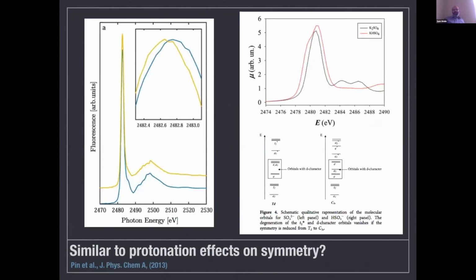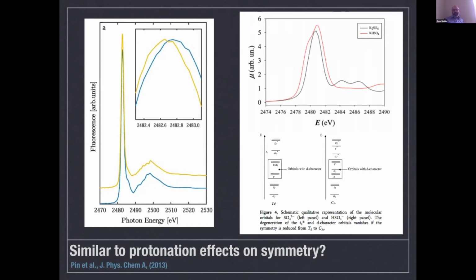My first hand-waving type of way is by comparing this to protonation effects on the change of symmetry. This is shown for differences, say, between sulfate and protonated sulfate, where that break in the symmetry breaks the degeneracy of the T2* orbital in the sulfate and creates a broadening in that peak shift effect. So I'd be really interested to know if this type of effect is similar to how, by shoving this sulfate into a distorted lattice, can we actually model that effect of this energy shift and show that it is or is not consistent with that.